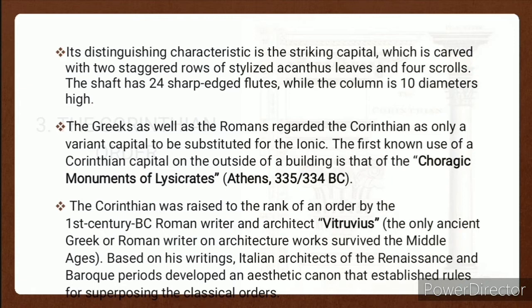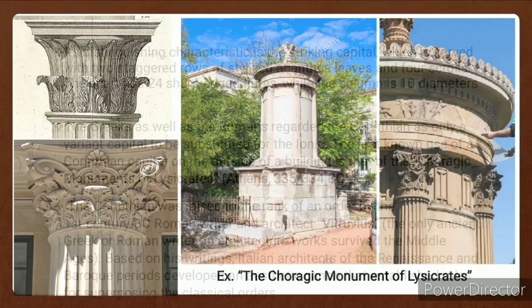The Corinthian was raised to the rank of an order by the 1st century BC Roman writer and architect Vitruvius. Based on his writings, Italian architects of the Renaissance and Baroque periods developed an aesthetic canon that established rules for superposing the classical orders.